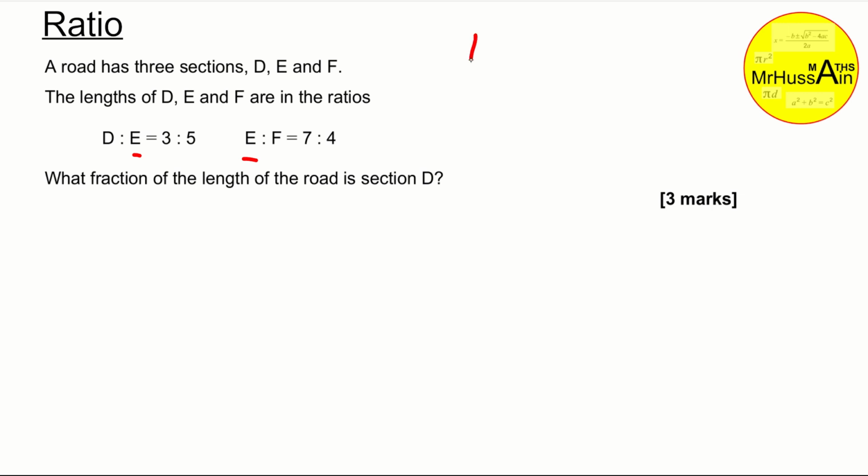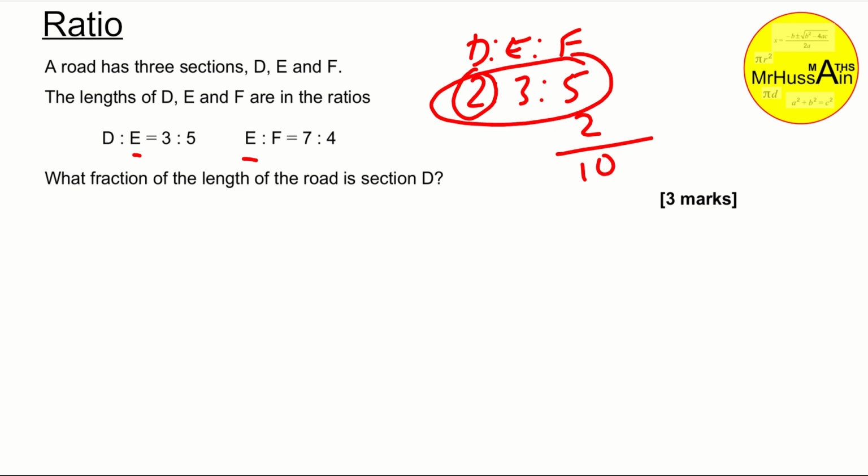Now, if you had this, which is 2, 3, 5, you could have said D is 2 out of 10. But they've not done it as easy as that. They gave you the ratios in 2 different ways. One is here and one is here. And I want to show you a technique. They're beginning to do this more and more, how you can do this when you have something that appears in both ratios. So what you do is this.